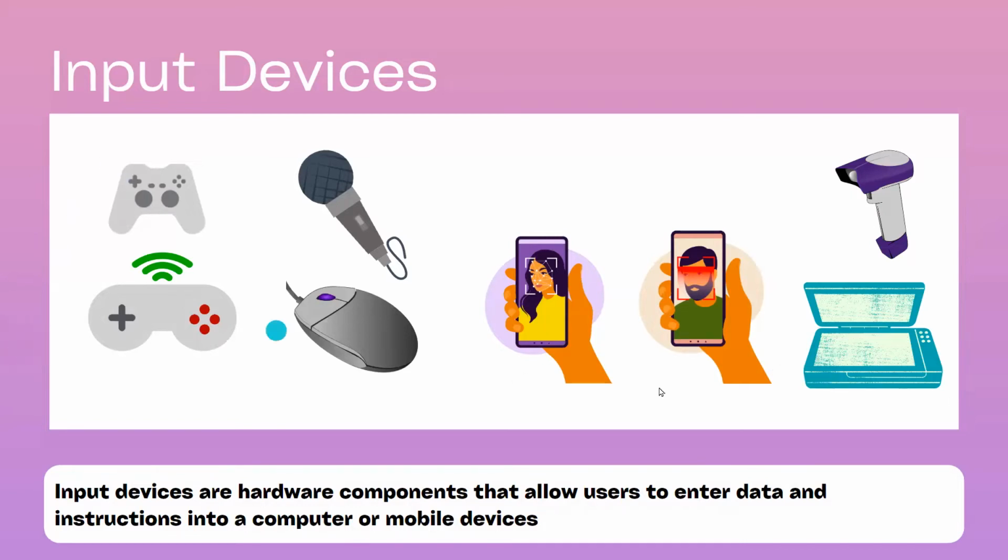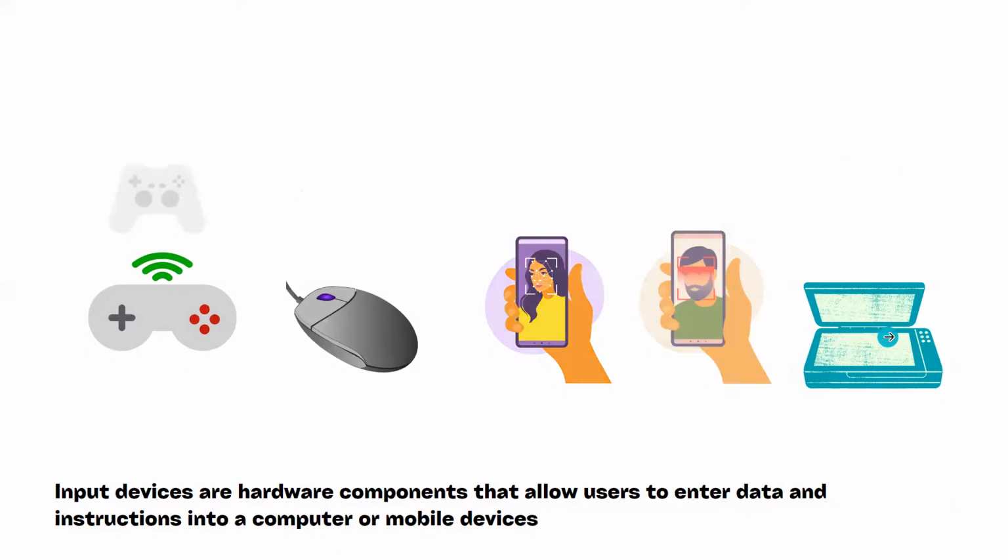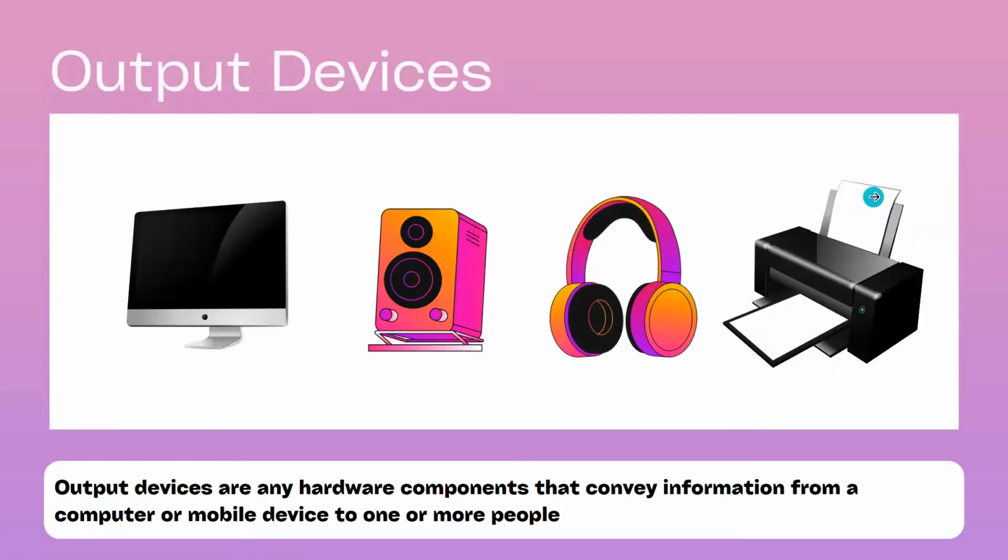Examples of input devices are the joystick, the microphone, the mouse, the camera, the scanner, just like that. And lastly, we will talk about output devices. An output device is any hardware component that conveys information from a computer or mobile device to one or more people. Examples of output devices are the monitor, speakers, headphones, and the printer.